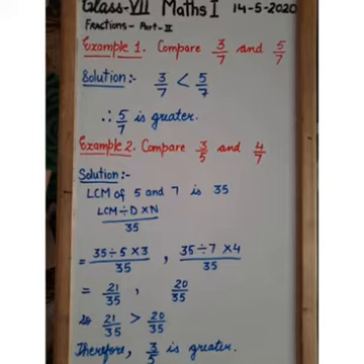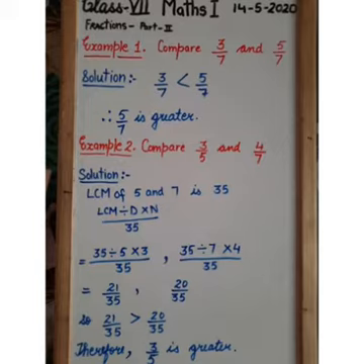Coming to the second example, compare 3 upon 5 and 4 upon 7. Here denominators are not the same, so we first take the LCM of the denominators, that is 5 and 7. LCM of 5 and 7 is 35. Now making them equivalent fractions with denominator 35. For 3 upon 5, first write denominator 35. To find the new numerator, divide LCM 35 by the original denominator 5 and multiply it by the numerator 3. We get the answer as 21 upon 35.